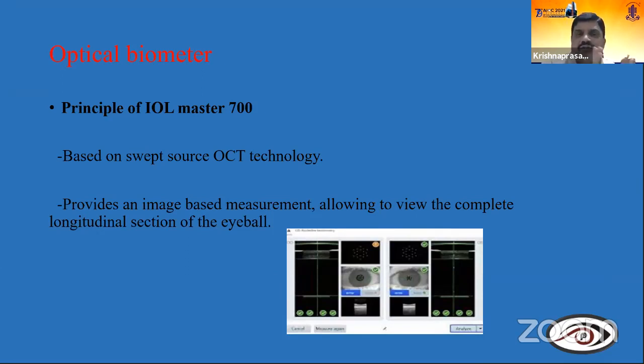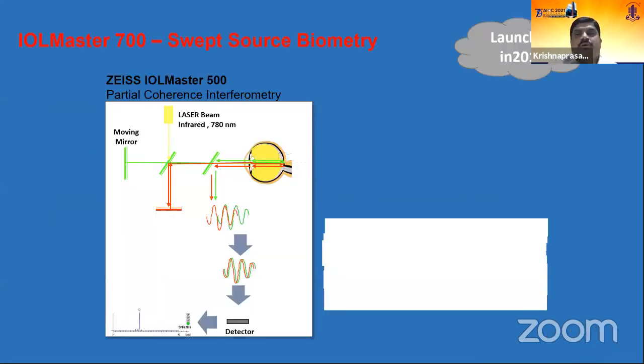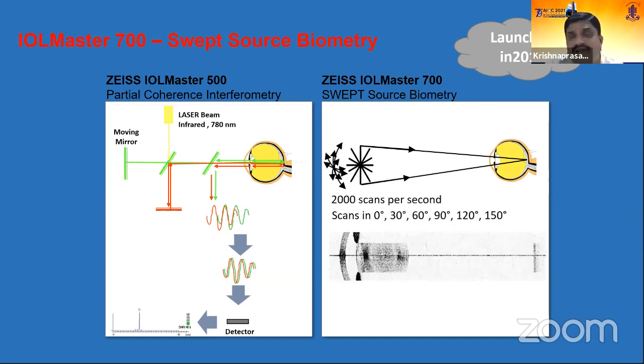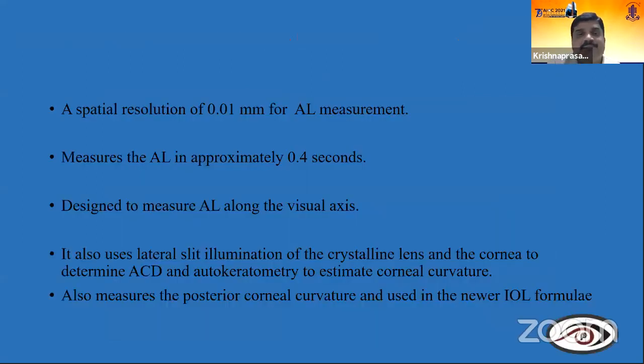It's based on the swept source OCT technology that provides an image-based measurement, allowing you to view the complete longitudinal section of the eyeball. If you can see here, as I already said, the IOL Master 500 principle is partial coherence interferometry, but this is a swept source biometry which was launched in 2015. The greatest advantage is it can take around 2000 scans per second.